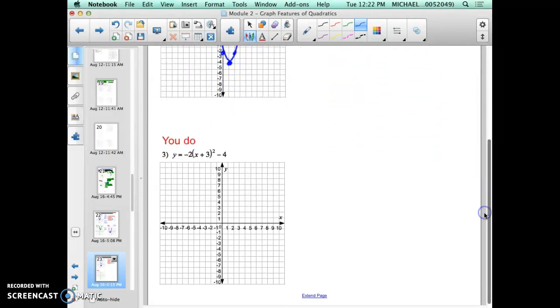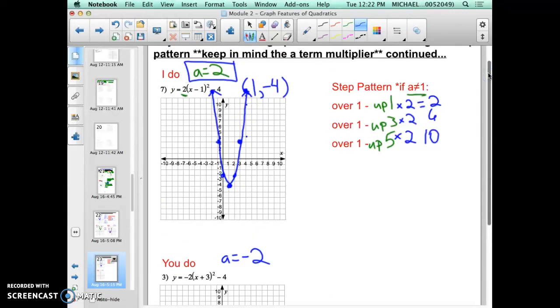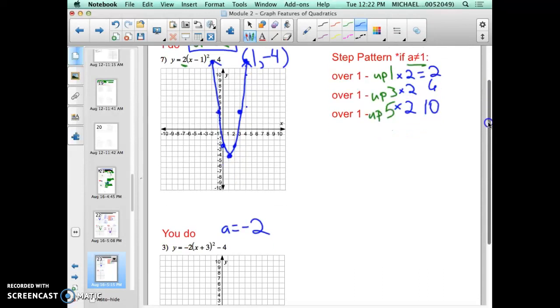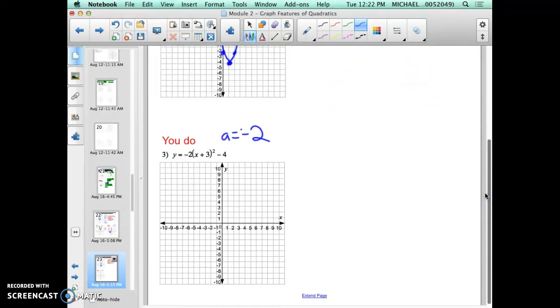Now, I'm going to have you try number 3 on your own. If you notice, though, a is -2. So hopefully you can use our new step pattern, over 1 up 2, over 1 up 6, over 1 up 10. But remember, what does the negative do to the function? Positive functions open up, negative functions open down. So please consider that when you're trying to draw this. Please pause it and give this one a shot.